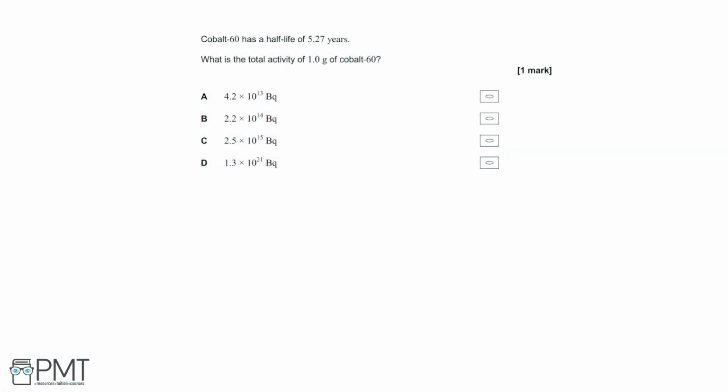This question is about activity. The question says, cobalt-60 has a half-life of 5.27 years. What is the total activity of 1.0 grams of cobalt-60? In order to answer this question, we should use the definition of activity, which is that A, the activity, is equal to lambda, the decay constant, multiplied by n, the number of nuclei in the sample that are radioactive. In order to make progress, we need to determine lambda and n from the data we've been given.